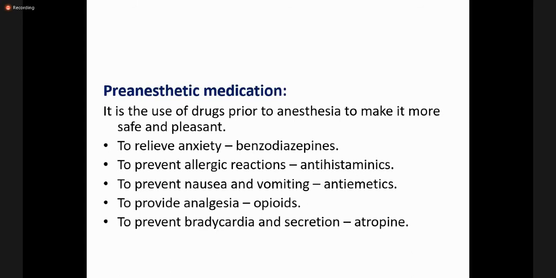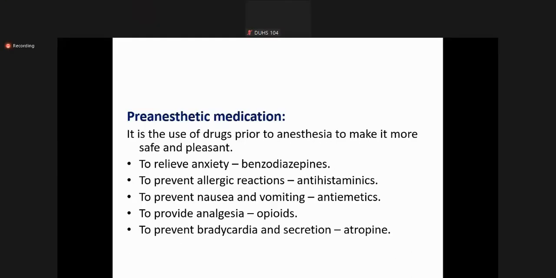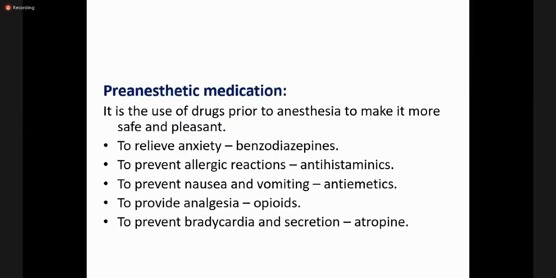And to prevent bradycardia and secretion, and this is a very important point that you must remember, we use atropine, that is the anti-muscarinic agent. We can also use the term anticholinergic. So which anticholinergic can we use to prevent bradycardia, especially during the procedure? The patient may be bradycardic, right? In that situation, we can use atropine, so it will prevent bradycardia. So this point is important. You must remember this point that is related to atropine.